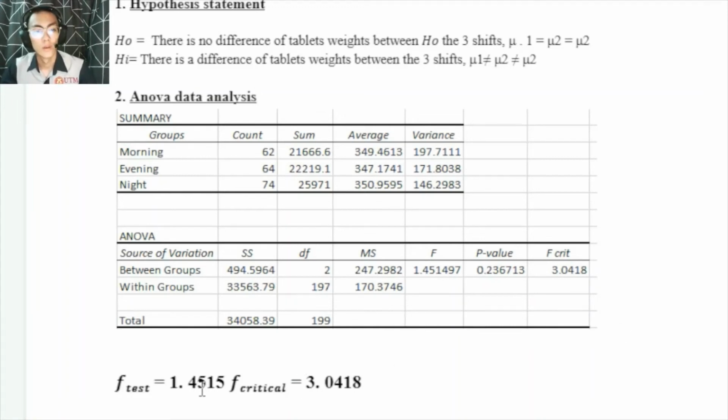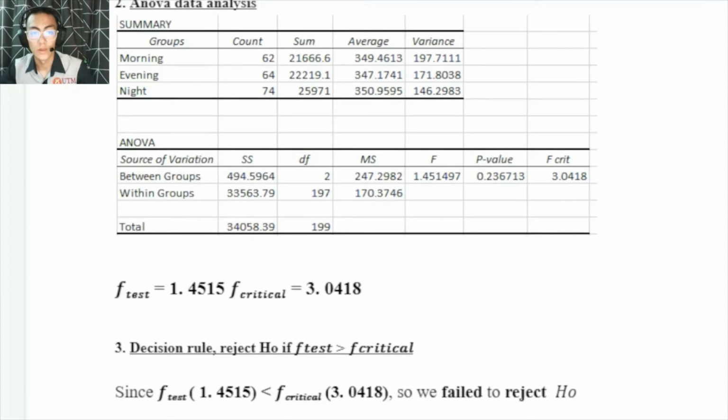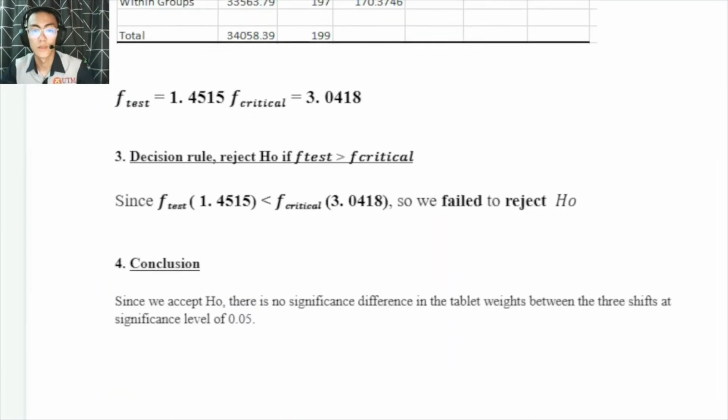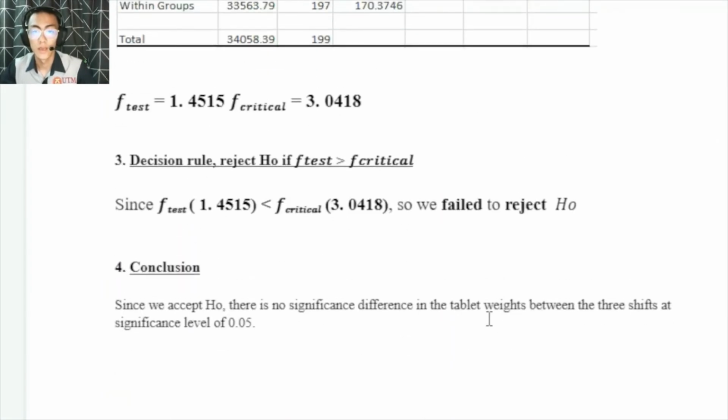So our F test is 1.4515, our F critical is 3.0418. This is important because for our decision rule, we will reject H0 if F test is more than F critical. But since F test is less than F critical, we fail to reject H0, therefore we accept H0. So in conclusion, there is no significant difference between the weights of the three shifts at significance level of 0.05. That is all for question C.